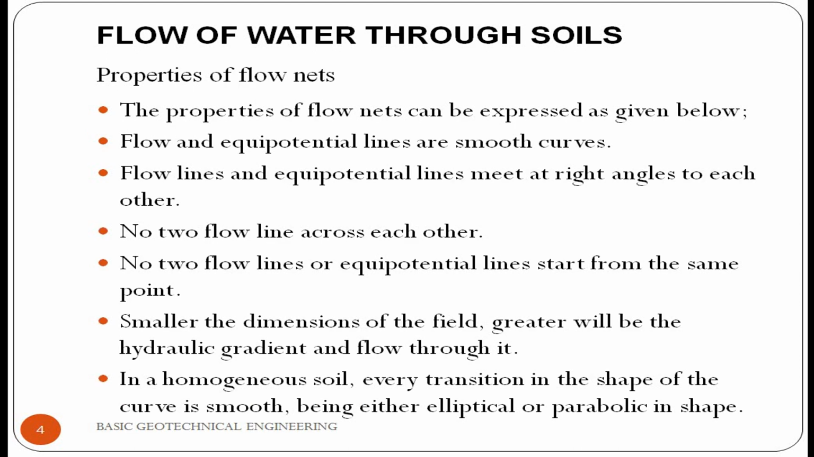So, some of the properties of flow nets are: flow lines and equipotential lines are smooth curves. Flow lines and equipotential lines meet at right angles to each other. No two flow lines cross each other. No two flow lines or equipotential lines start from the same point. Smaller the dimensions of the field, greater will be the hydraulic gradient and flow through it. In homogeneous soils, every transition in the shape of the curve is smooth, being either elliptical or parabolic in shape.